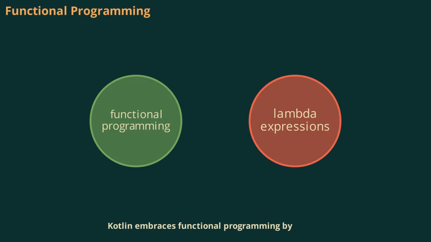Kotlin embraces functional programming by treating functions as first-class citizens. You can store functions in variables, pass them as arguments, or return them from other functions. Kotlin also provides rich built-in collection processing APIs like map, filter, and fold. These tools enable you to write concise, expressive code that processes data efficiently and elegantly.